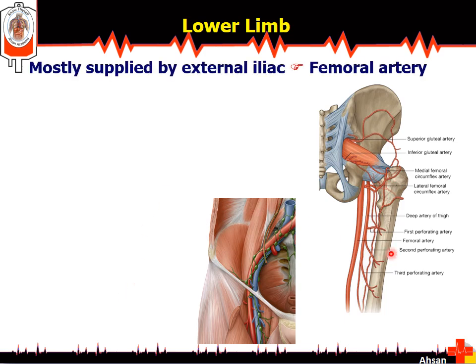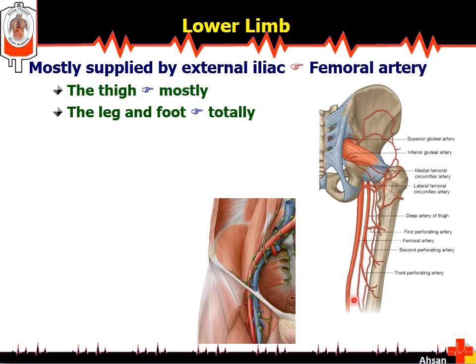Most of the supply of the lower limb comes from the external iliac, which continues as the femoral artery on entry into the lower limb. This supplies most of the thigh and totally supplies the part below the knee joint.